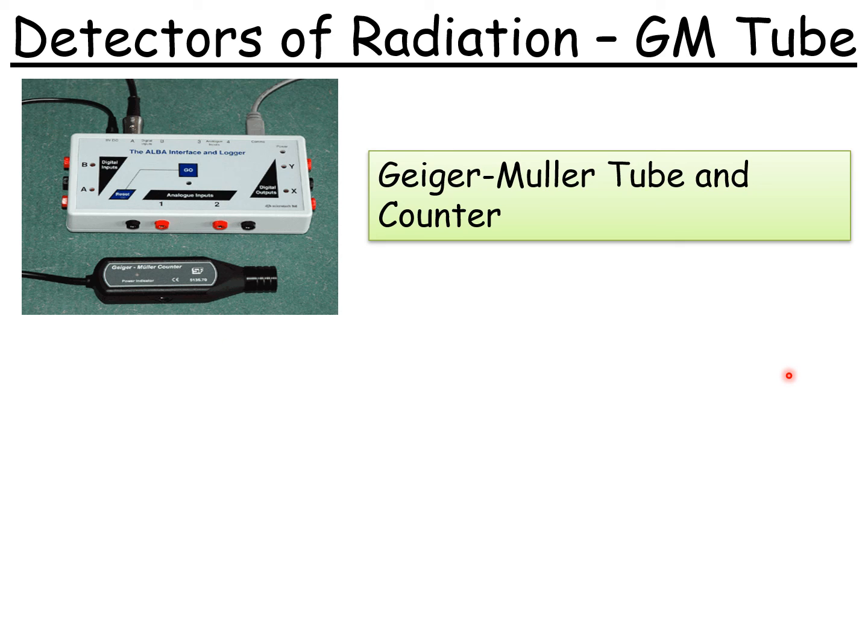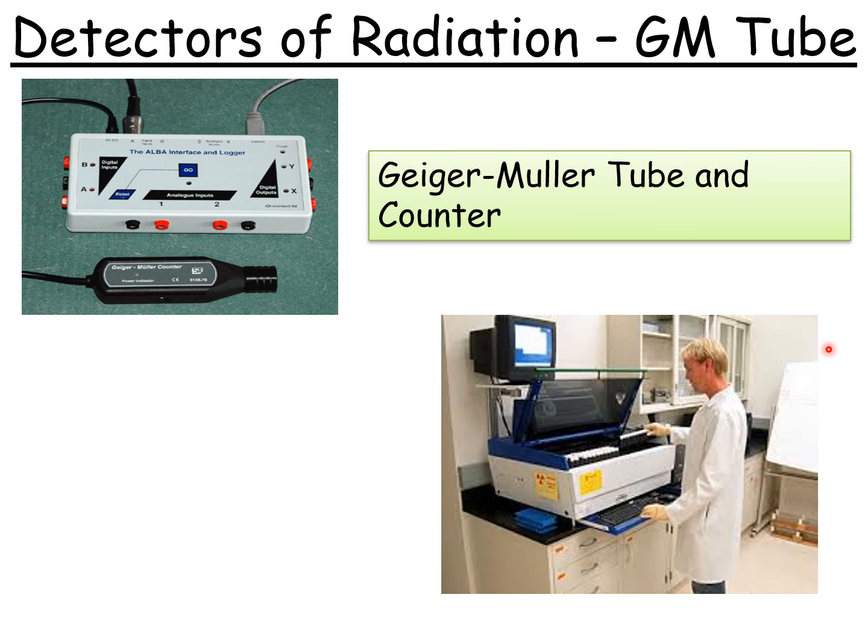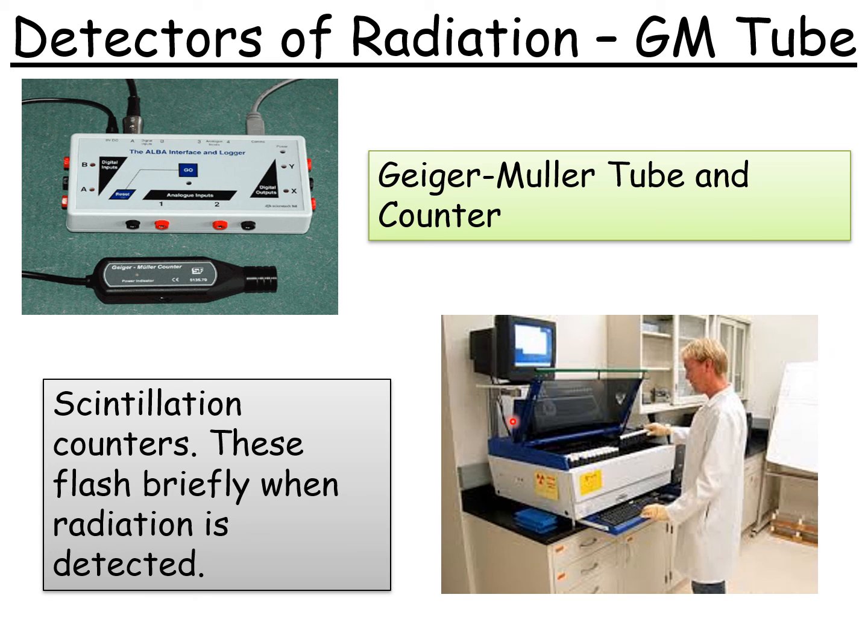Another detector of radiation, which I'm hoping to show you in class, is the Geiger-Müller tube, sometimes called the GM tube, and this is really good for measuring ionizing radiation. Another thing which you might use in biology is a scintillation counter, and these flash briefly when radiation is detected. You could give cells a biological radioactive chemical, and that radiochemical will decay. If you can detect this decay, you can detect how much of this radioactive material is taken up by the biological cell.